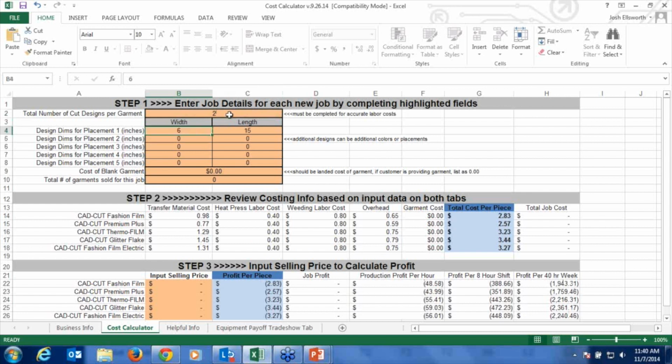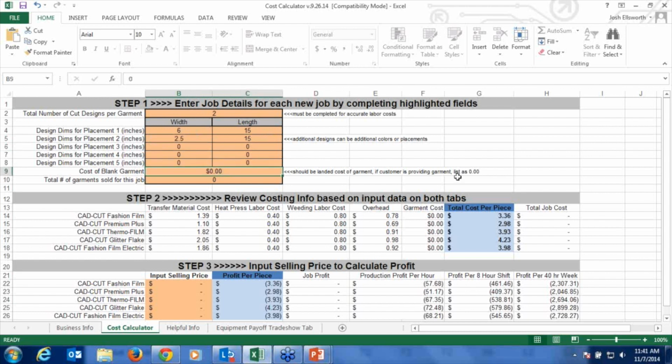So I had 6 by 12 inches for my black layer. I know my fashion film material is 15 inches wide, so I'm going to input 6 by 15 inches because otherwise that 3 inches of waste that we talked about is going to go in the garbage or in the scrap drawer and not be accounted for. And then my other design was 2.5 by 12 inches for the metallic silver layer, so I'm going to type in 2.5 by 15 once again, just to accommodate the full width and the waste. So those are my design dimensions for my 2 particular layers or placements. Now if I had something on the back of the shirt, I could enter that as well.